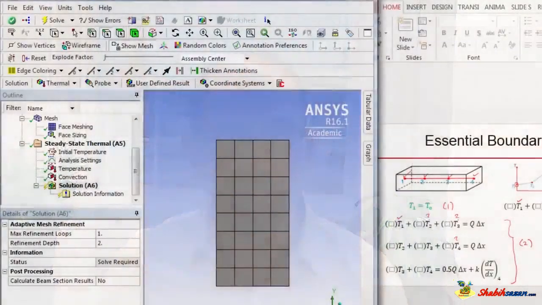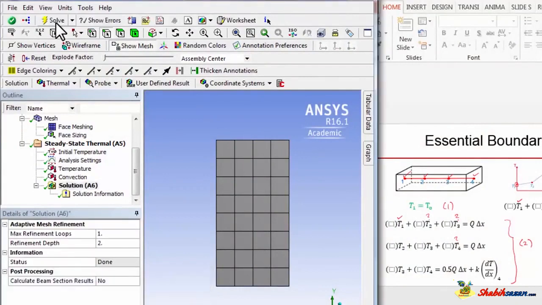Now that we have completed the definition of the mathematical model within Ansys, let's get the solver to solve it for us numerically by generating the algebraic equations on the mesh that we gave it, and then solving those algebraic equations. Go into Mechanical and click solve.